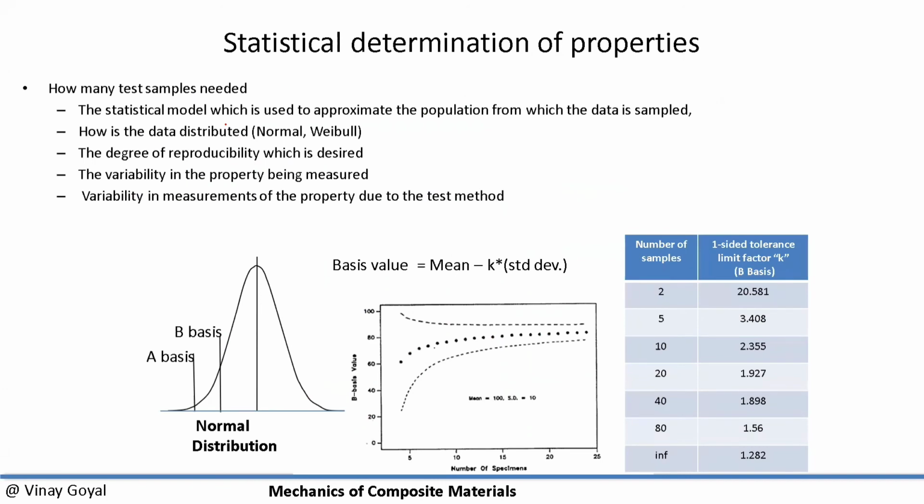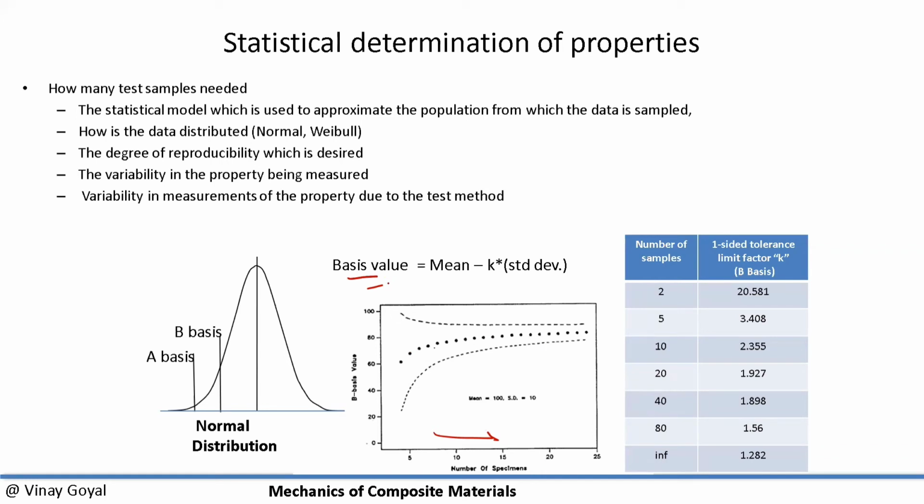How many test samples are needed? The statistical models are used to approximate the population from which the data is sampled. How is the data distributed, whether it's normal, the degree to which you can reproduce it, the variability in the property being measured, variability in measurements of the property due to the test method, and so forth. You can see here the number of samples increased, and what is the B basis doing? So let's look at that.